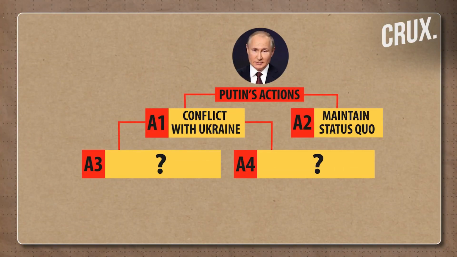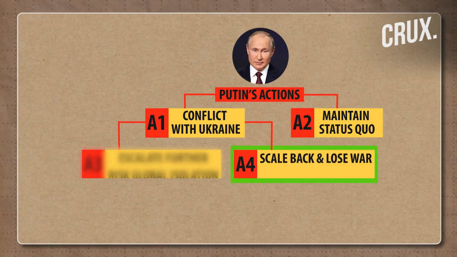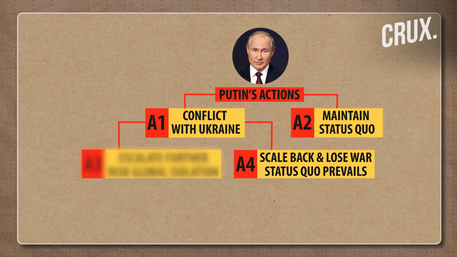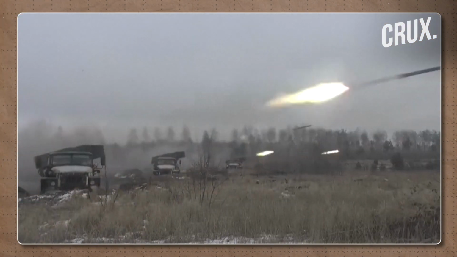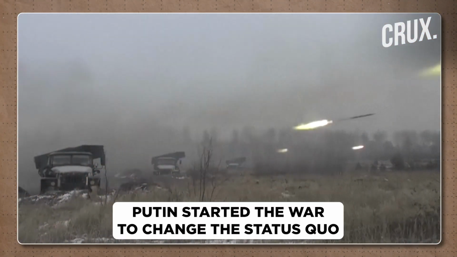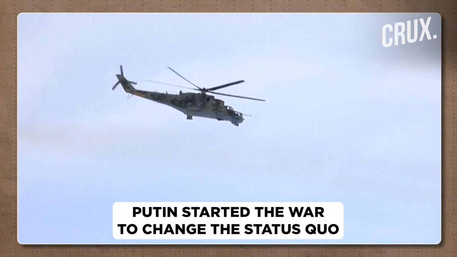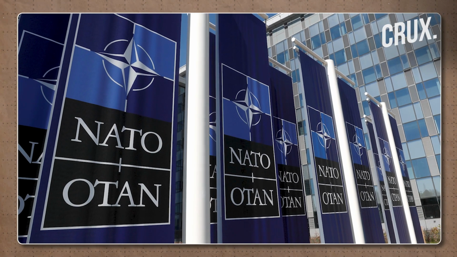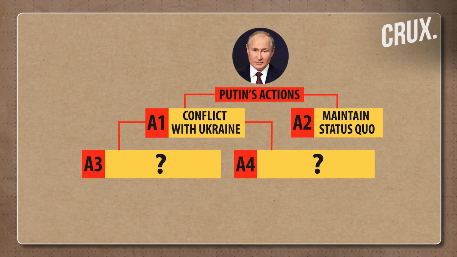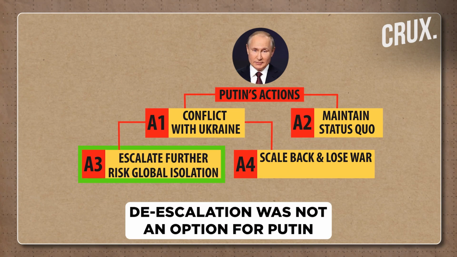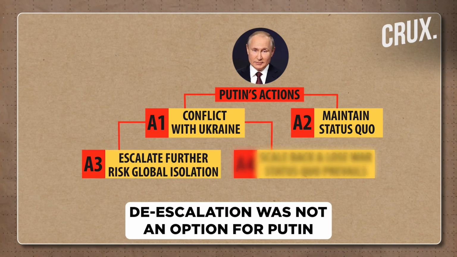But is that too high a price to pay? Well, the way Putin sees it, that's not quite high a price enough. Because if he were to choose A4, which is to scale back, not to escalate further, but scale back, then that means that Putin would stand to lose the war. Remember, this is a war that he started, and his stated objective before starting the war was to change the status quo, to stop NATO from expanding. So therefore, A4, which is to de-escalate or scale back, is not an option for Putin. So Putin chooses A3 and he escalates further.